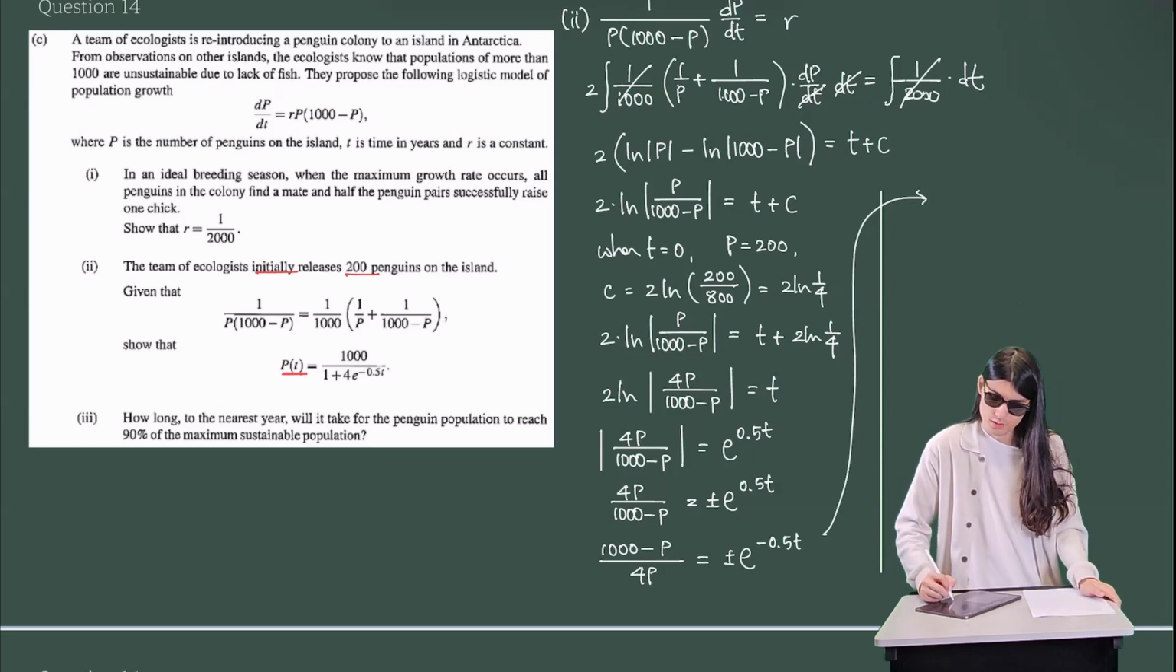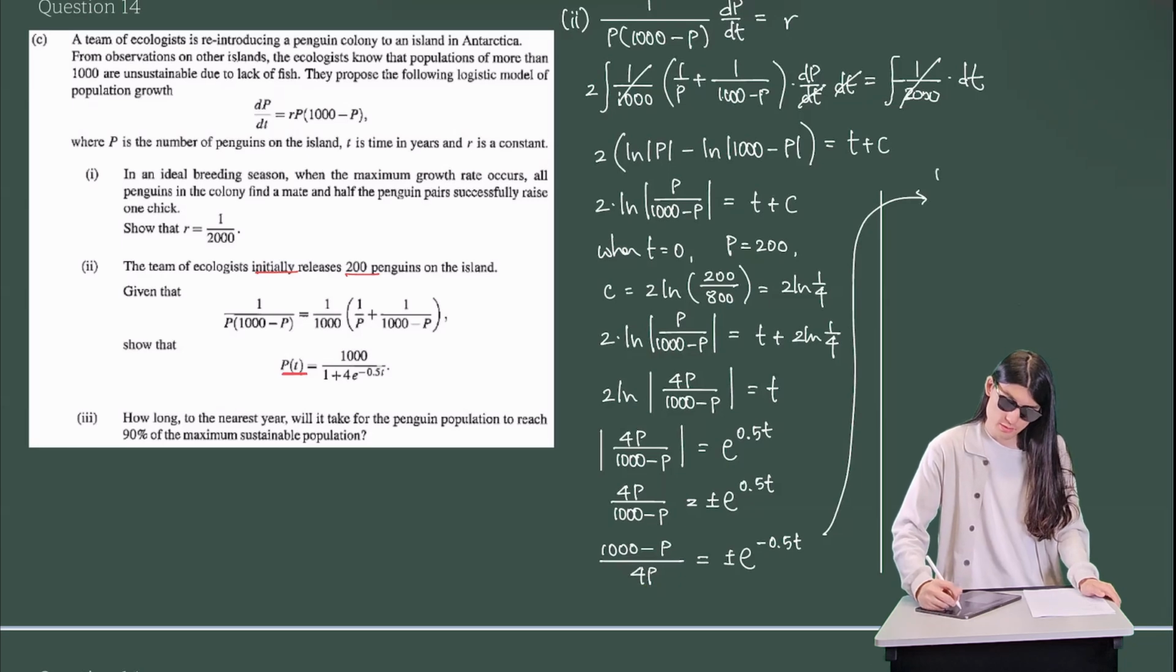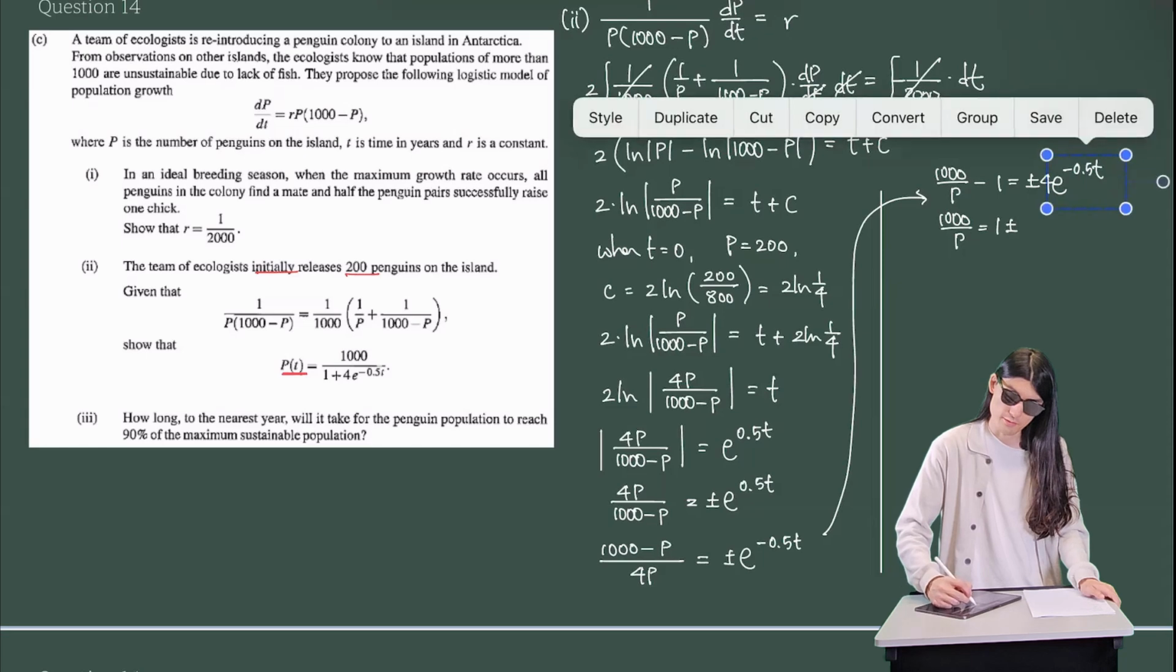Next thing that I'm going to do, I'm going to multiply both sides by 4 because I don't like the 4 down here. Then on the left hand side, I would have 1000 over p minus 1, p over p, giving 1, wouldn't it? And on the right hand side, I would have plus minus 4 times this. So 1000 over p is then 1 plus or minus 4 times e to the power of -0.5t.